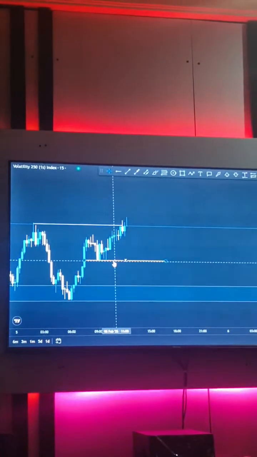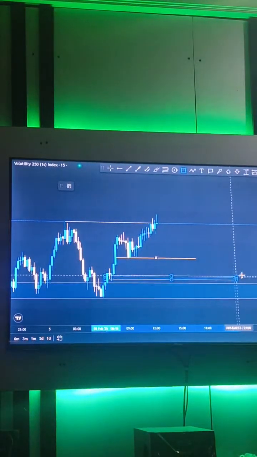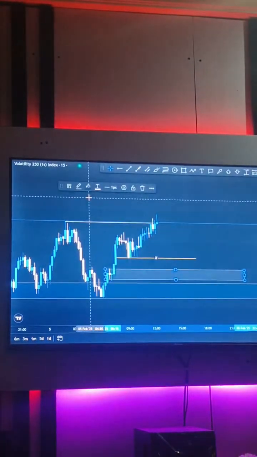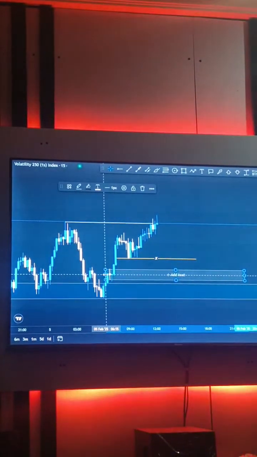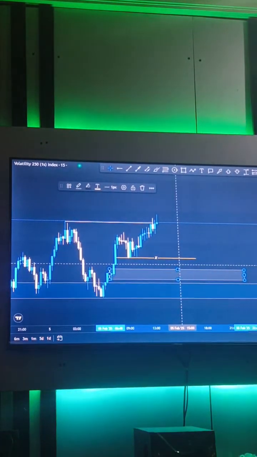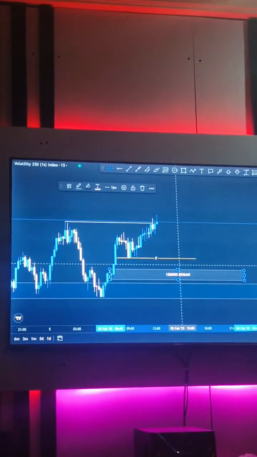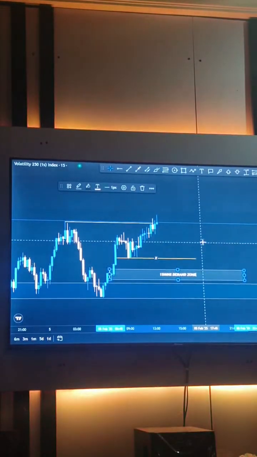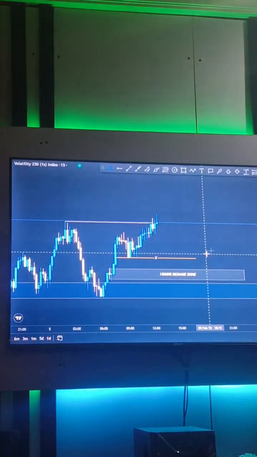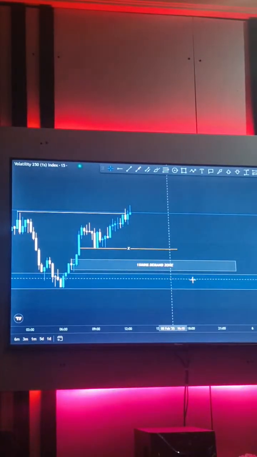We have an inducement right here. Then we have a very nice demand zone here, like this. Hope my screen is clear. So we have a 15 minutes demand zone right here.